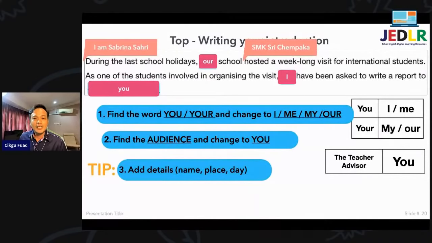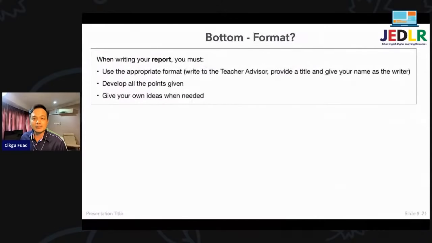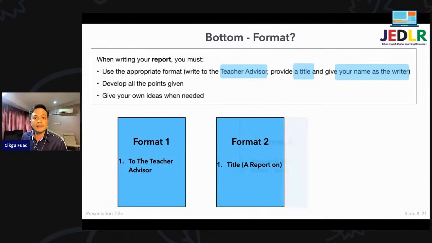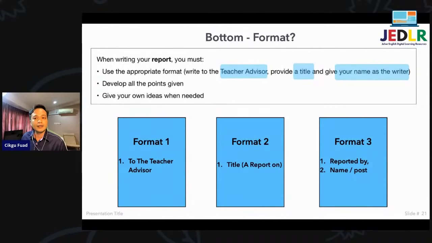Now, let us move to the bottom, which is the format, where you can find the format. For report, not that difficult. 3 format marks. The first one is write to the teacher advisor, the title, and your name as the writer. Very easy, very straightforward. So if the question that comes out is report, I think you will be happy, right?